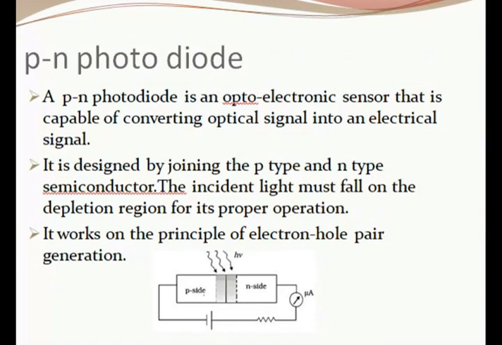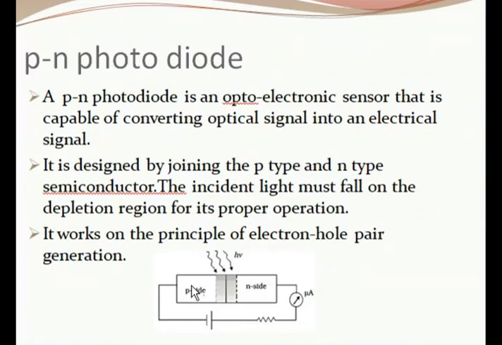Now we'll go into the in-depth details of the first type of internal photoelectric effect detector. So the PN photodiode is an optoelectronic sensor that is capable of converting an optical signal into an electrical signal, as we know. It is designed by joining p-type and n-type semiconductors. The incident light must fall on the depletion region for its proper operation. It works on the principle of electron hole pair generation.